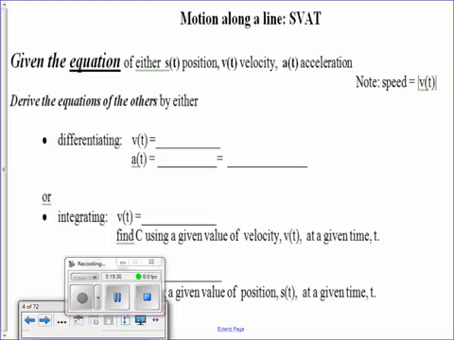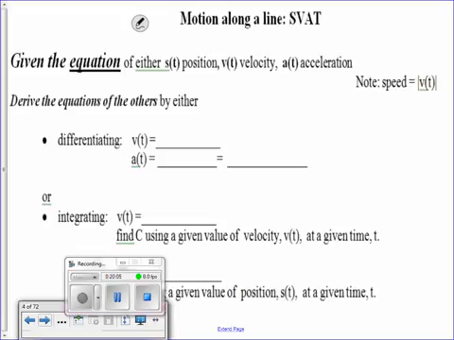Now, here's the thing. When you get a free response question with motion, usually they're going to give you velocity, because velocity is like the middle guy. You've got position, velocity, and acceleration. Sometimes they'll give you the equation for velocity, sometimes a graph, and sometimes a table. You never know how you're going to get this. But the first thing you have to be able to do, if you're given an equation of any of them, is know how to get from one of these equations to the other.